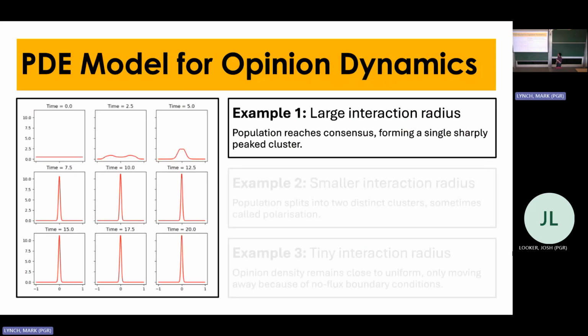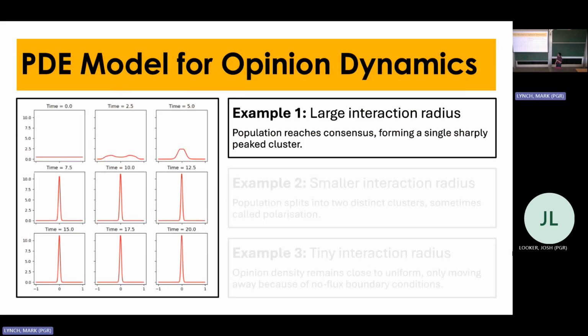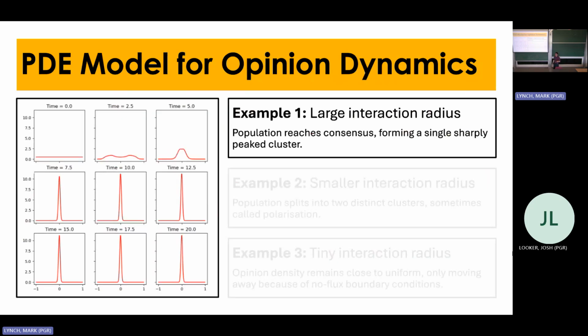Okay, so for some examples, I'm going to look at an interaction function that is 1 if x minus y is smaller than a given radius, and then 0 outside that radius. And so the width of that interaction radius determines what happens. If it's very large, then everyone is basically willing to interact with each other. And we initially get 2 small clusters that then combine into 1 cluster, and everyone agrees at a consensus value in the middle. And the size of this diffusion determines how smooth this distribution is at the end.